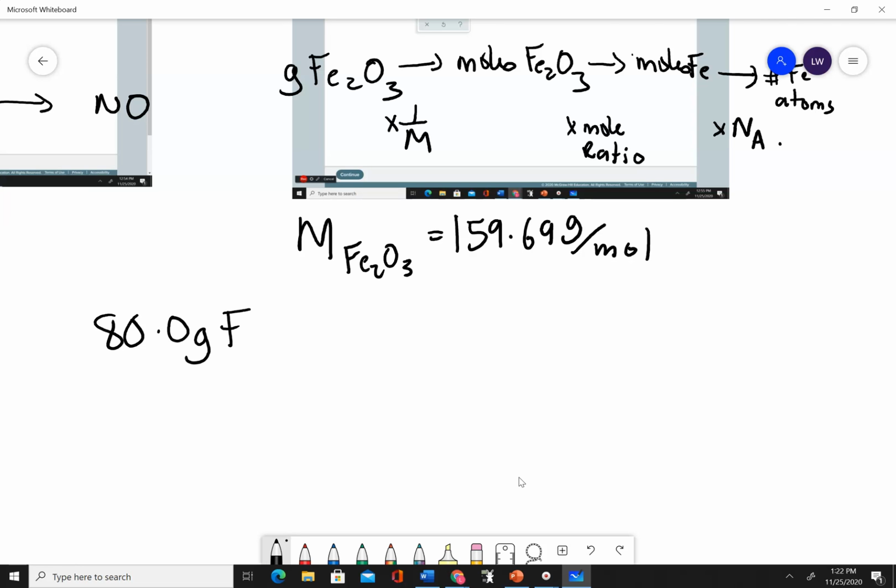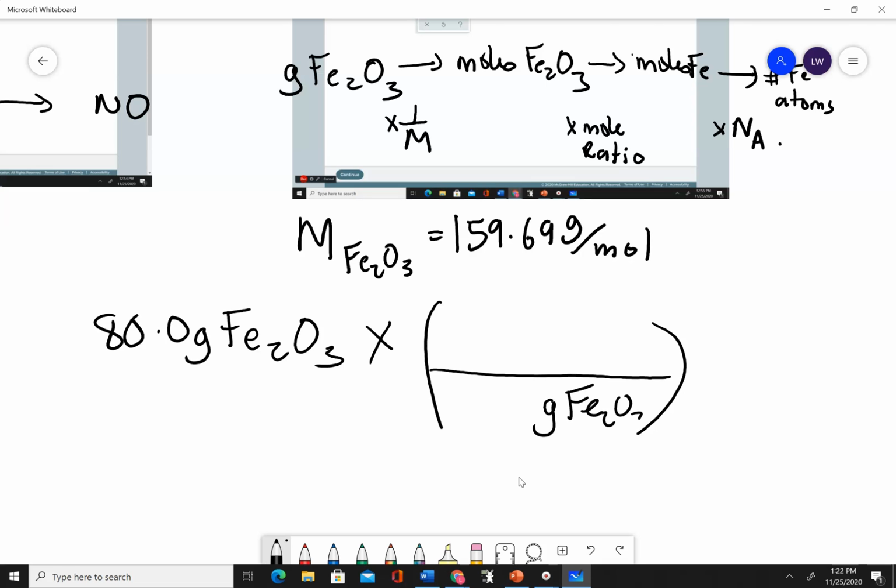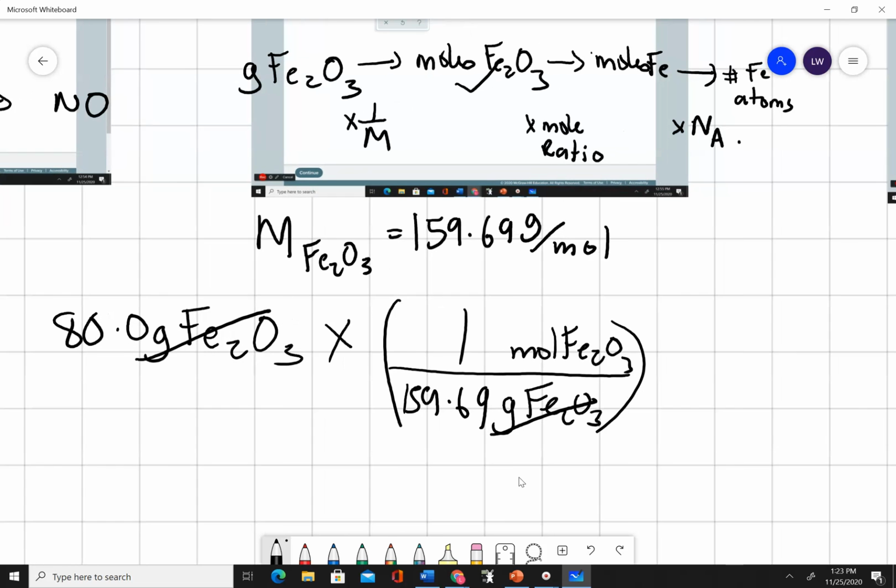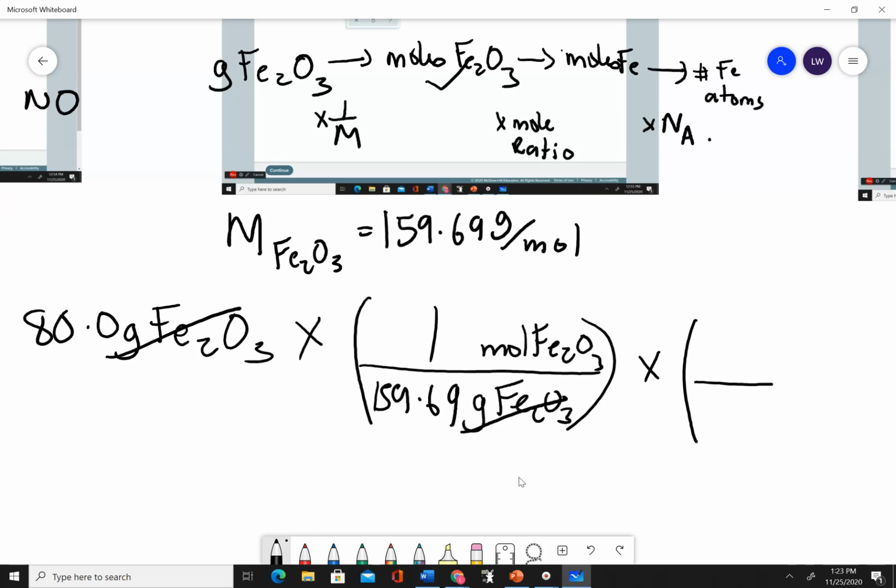80 grams of Fe2O3, and our first conversion is into moles of Fe2O3. So we need grams of Fe2O3 on the bottom and moles of Fe2O3 on the top. And what our molar mass tells us is in 1 mole of Fe2O3, we have 159.69 grams. And there we go, our units cancel out, and we know that we have done our first conversion correctly.